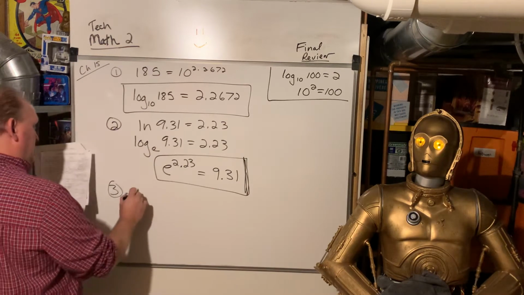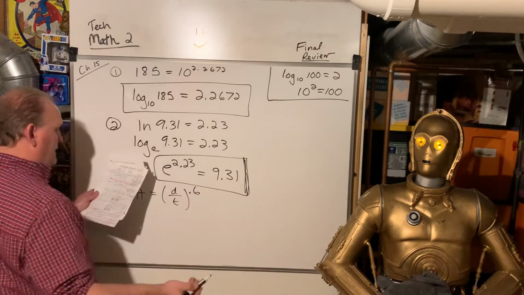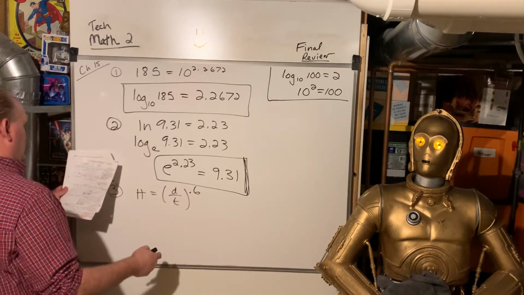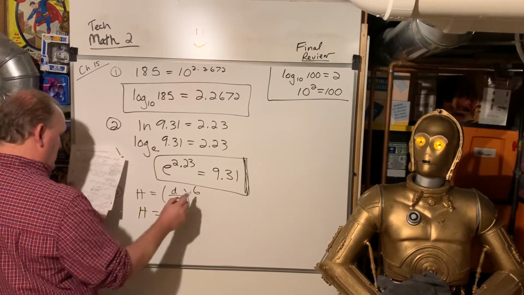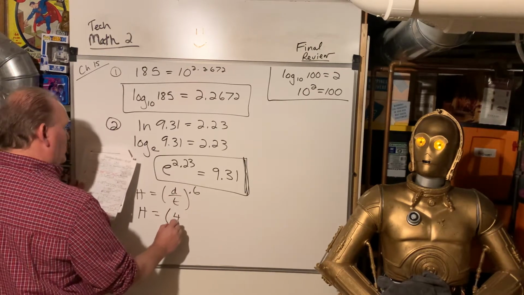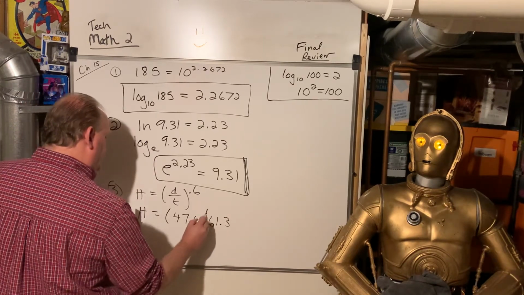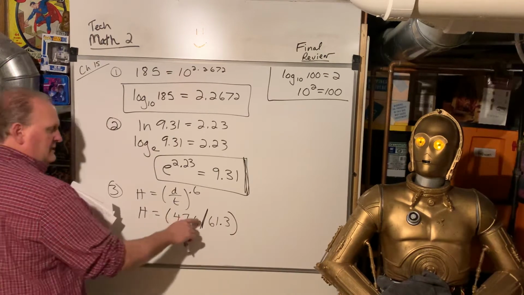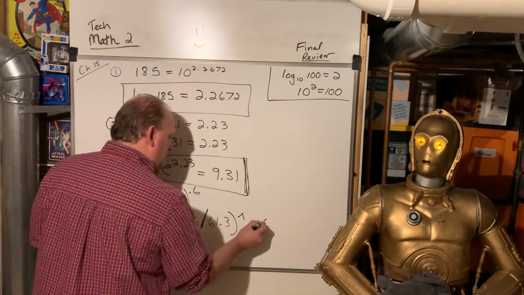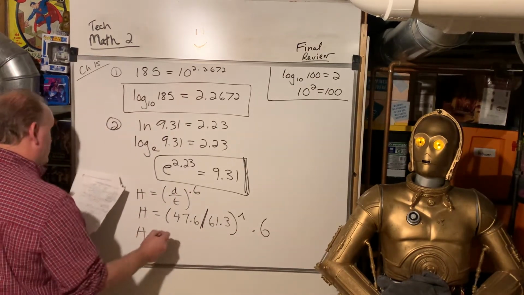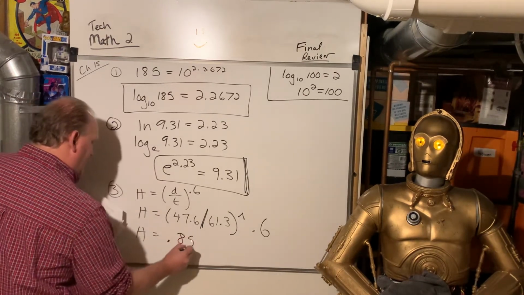is they give you a formula, and then they give you the 2 values inside. So this is just a calculator problem. You just substitute in the values. So 47.6 divided by 61.3, all in your calculator, so parentheses, and then a little caret, that's the power, 0.6. And then just hit enter, and round, make sure you round. So this one is to thousandths, so 0.859.